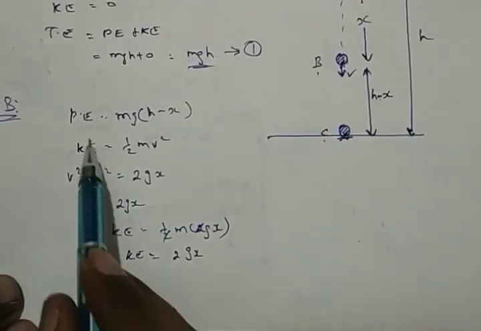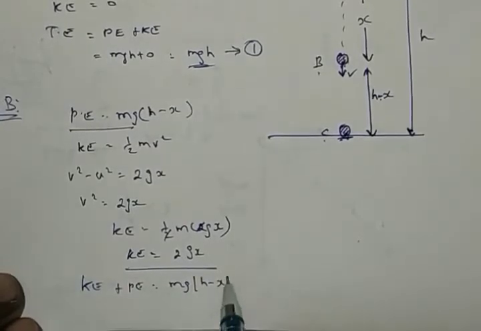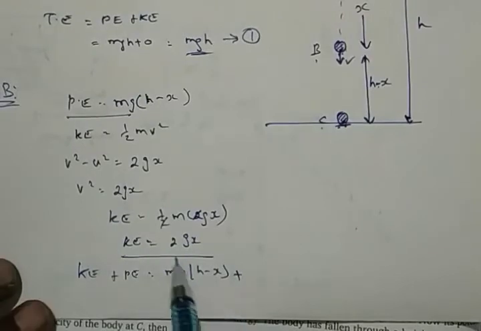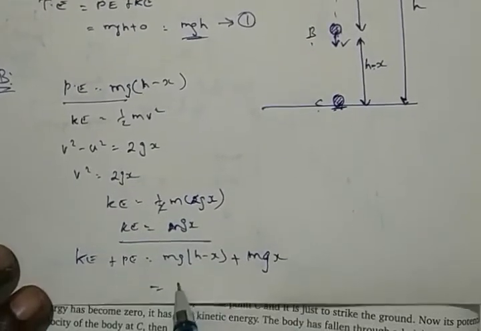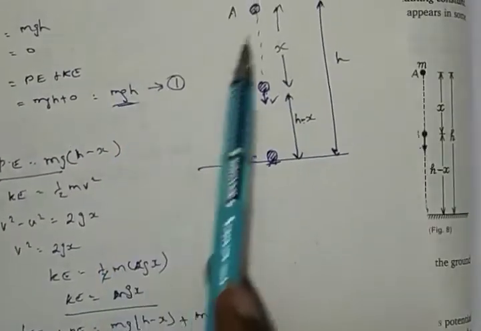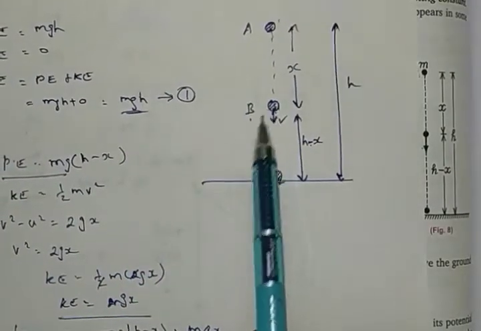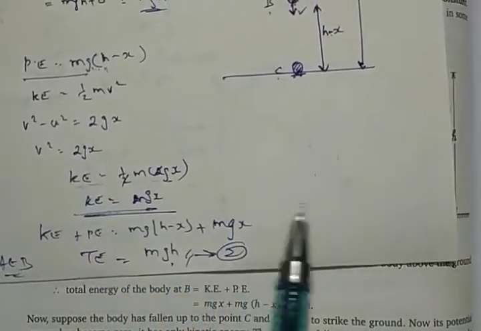So what is the total energy here? Potential energy is here. Kinetic energy is here. Add both of them. Kinetic energy plus potential energy is equal to mg(h minus x) plus mgx. So it becomes finally mgh itself. This is at B. At B also it becomes the same. Equation number 2. First also, there also the energy is the same. Here kinetic energy was this much, and potential energy was this one already. So both put together, it is the same energy.